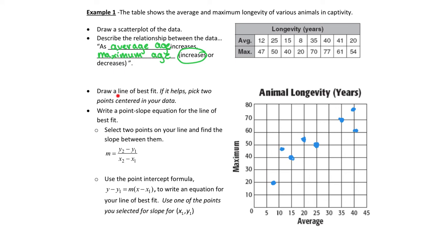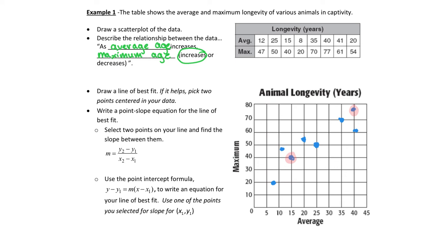The next part is a little tricky. It says to draw a line of best fit. And if it helps, pick 2 points centered in your data. So I'm going to look through and decide what 2 points I want. I kind of want my line to go this way, so it kind of falls in the middle of the trend. So I would pick maybe this point right here. I like this point. And for my second point, I like this one on the end. And I'm going to draw a line through those 2.